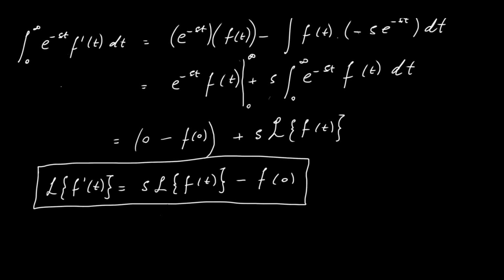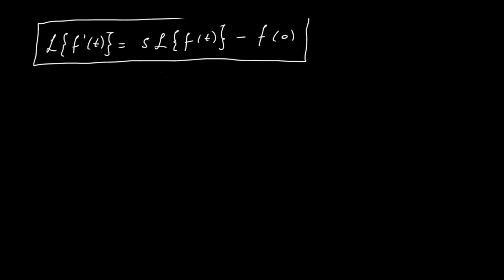Okay, so let's look at the second derivative then. And really all we're going to do is use this to work out our second derivative Laplace transform. So we want the Laplace transform of f double prime t. You can see here that if we have f prime t here, we've got f of t here, and we have f of 0 here. So if we want f double prime here, we're going to end up with f prime here and f prime here. So let's just do that.